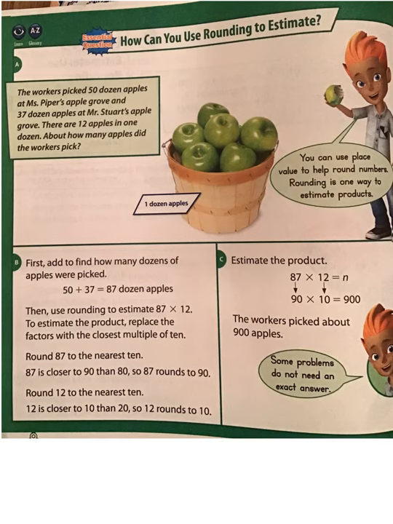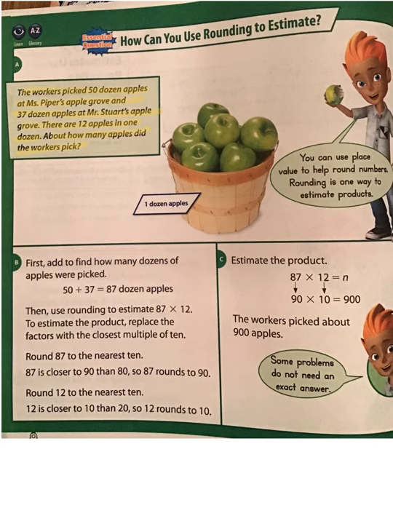Today we are going to learn how you can use rounding to estimate. Let's look at our question. The workers picked 50 dozen apples at Miss Piper's apple grove and 37 dozen apples at Mr. Stort's apple grove. There are 12 apples in 1 dozen. About how many apples did the workers pick?